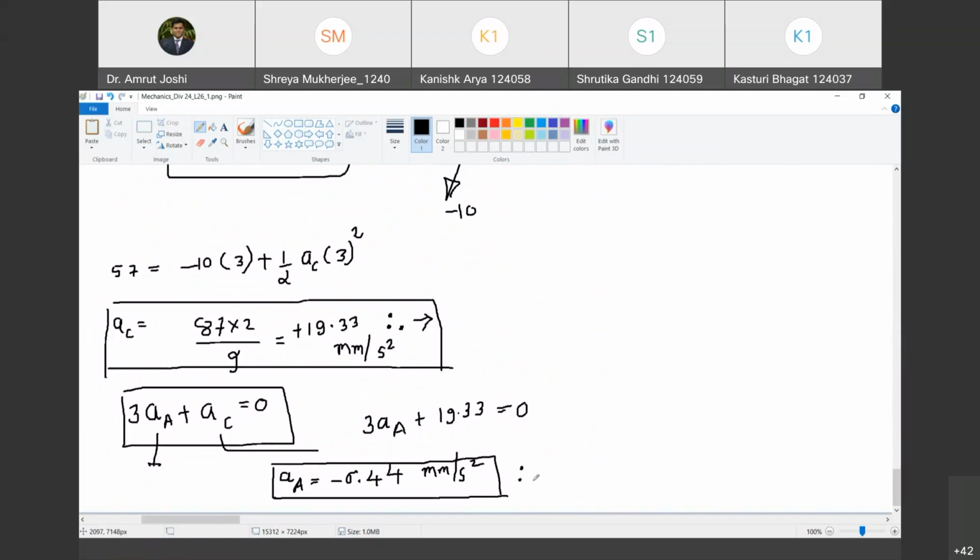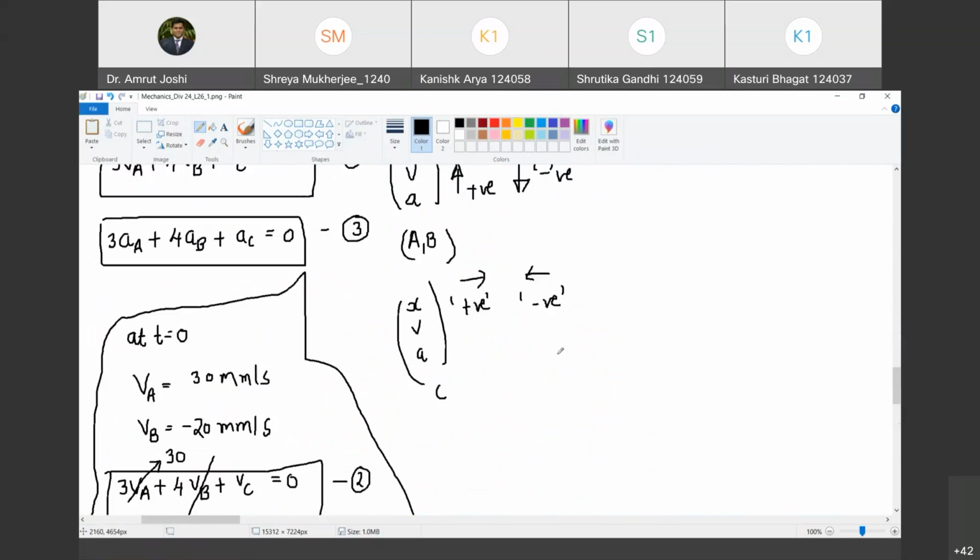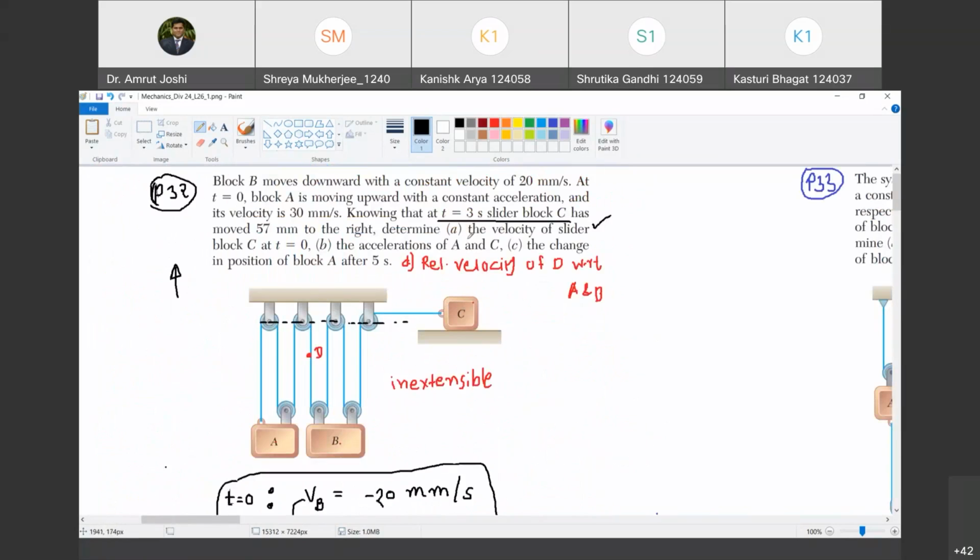Therefore, this acceleration is in downward direction. Happy? Yes, sir. Okay. So we have answered the second part. Agreed? Yes, sir. Change in position of block A after 5 seconds is what is being asked. Are you with me? Yes, sir.